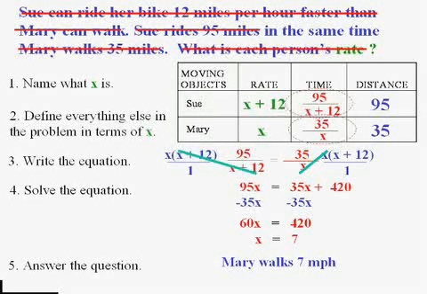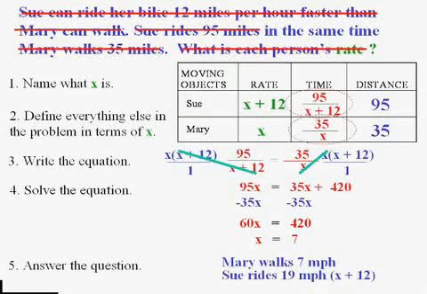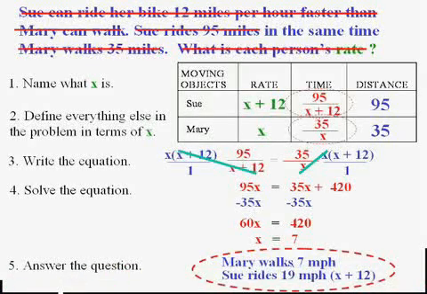Oh, and they also want to know Sue. Good thing I wrote that in the chart too. Well, Sue is x plus 12, so 7 plus 12. Sue rides 19 miles an hour. And that makes sense, doesn't it? And that's about as hard as it gets.